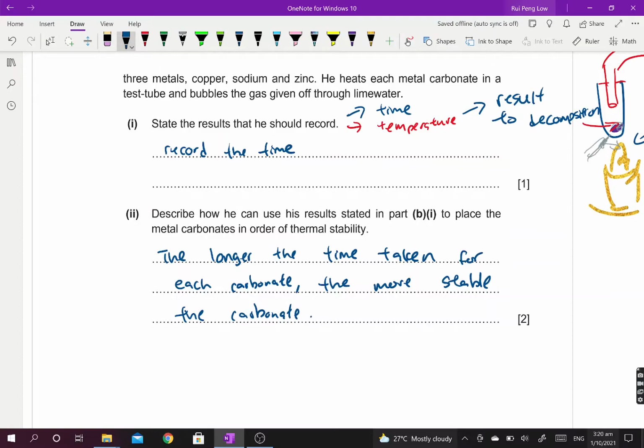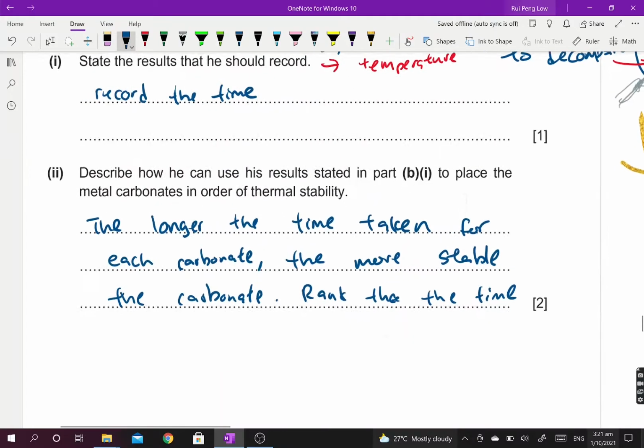So in other words, what we are trying to say is that we can rank the time. You can rank how long it takes for each carbonate to decompose. So the shorter it is, the less stable it is. The longer it is means the more stable it is. Okay.